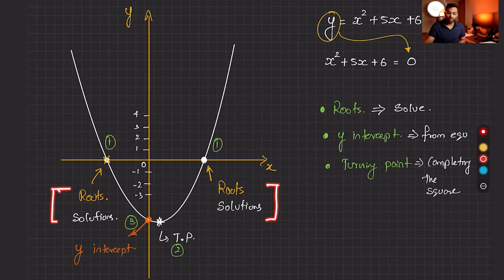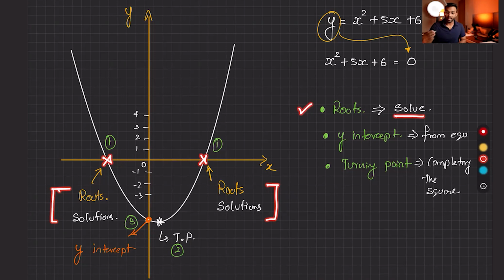And it happens to be when y is equal to 0 in most cases. All right, that means these are the roots. We're finding where that curve is intersecting the x-axis. So that was roots. We would solve it.